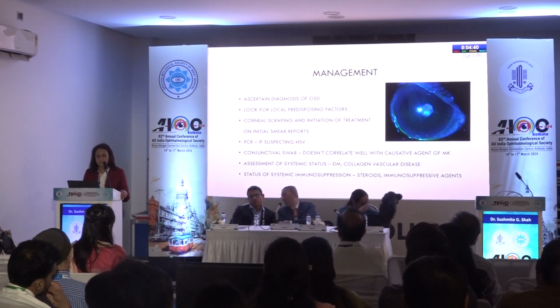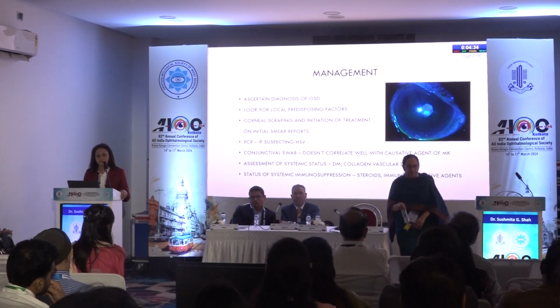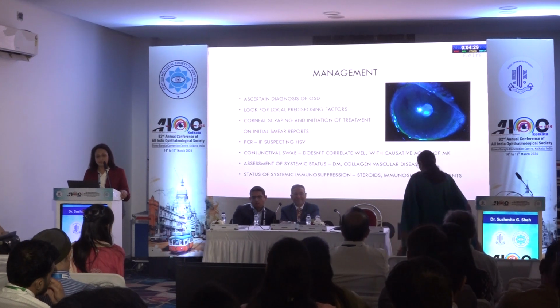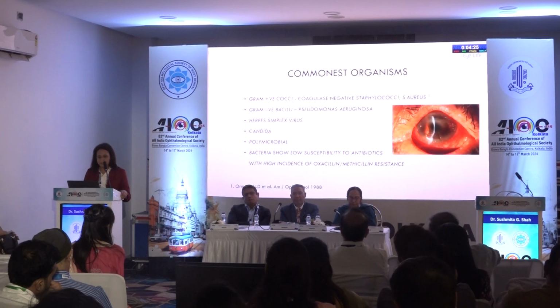One must also look at the systemic status, like diseases such as diabetes mellitus or any kind of immunodeficiency status, and also presence of collagen vascular disease, because these are also going to be the Sjogren's syndrome patients. Status of the systemic immunosuppression, like steroids and other immunosuppressive agents.